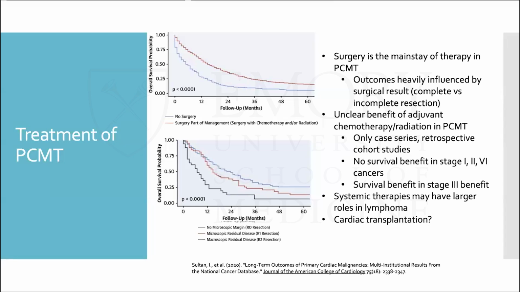And finally, cardiac transplantation. There have been case series investigating cardiac transplantation in these individuals. There was one case series I saw out of Houston Methodist, which analyzed 21 patients who had a diagnosis of primary cardiac malignant tumor and had cardiac transplantation. And actually, interestingly enough, 7 individuals of those 21 were cancer-free at 27 months. So it's a pretty aggressive therapy, but with, again, unclear benefit. But according to that case series, it really helped those 7 individuals.